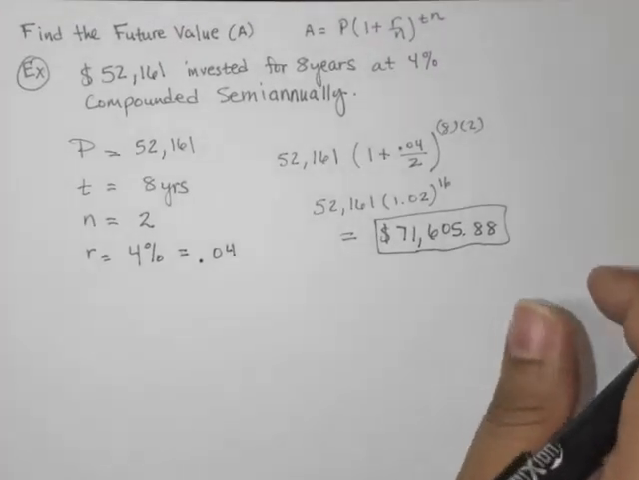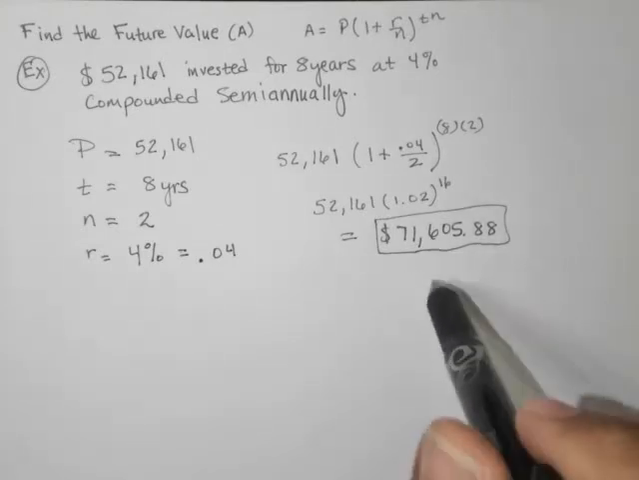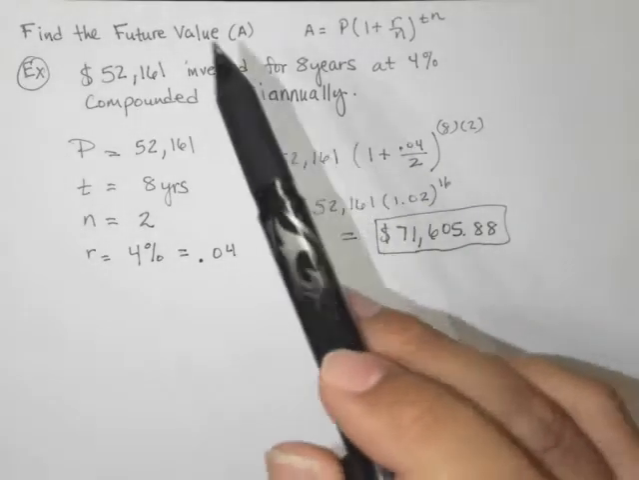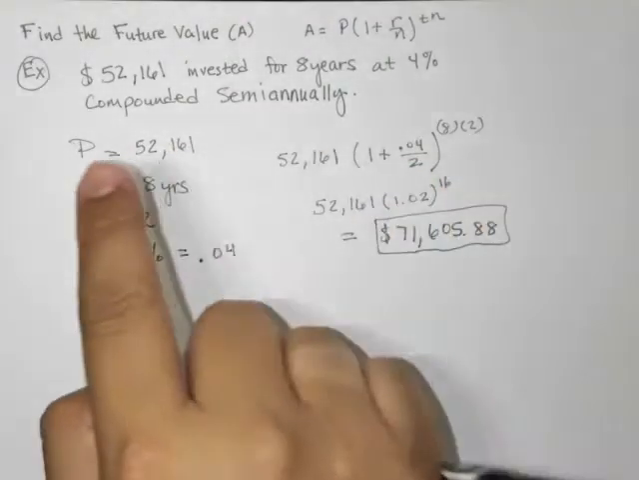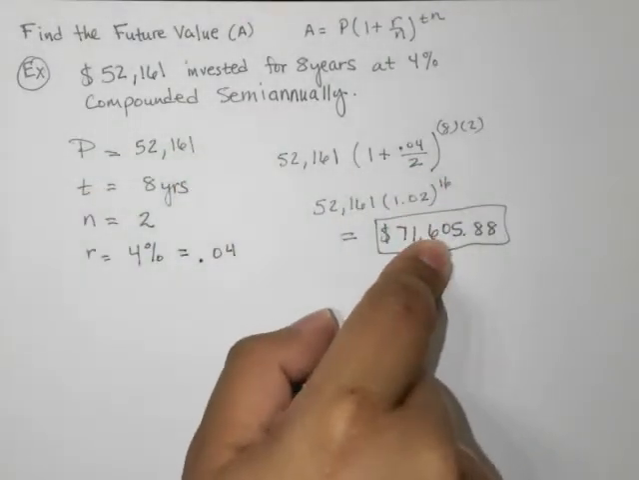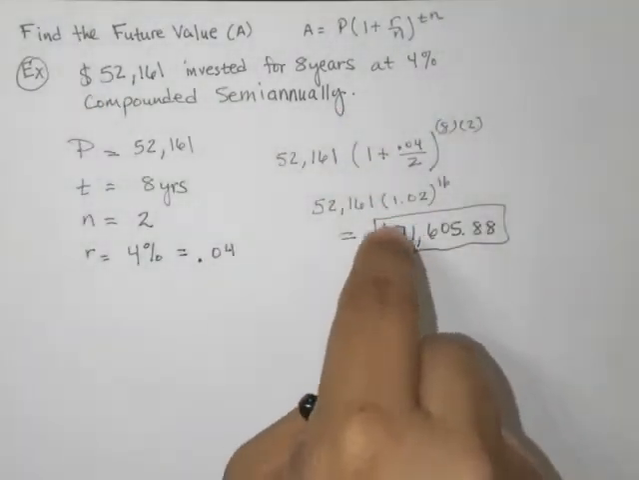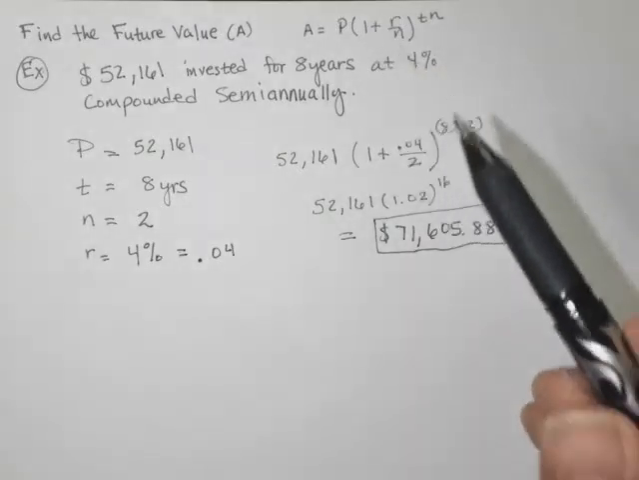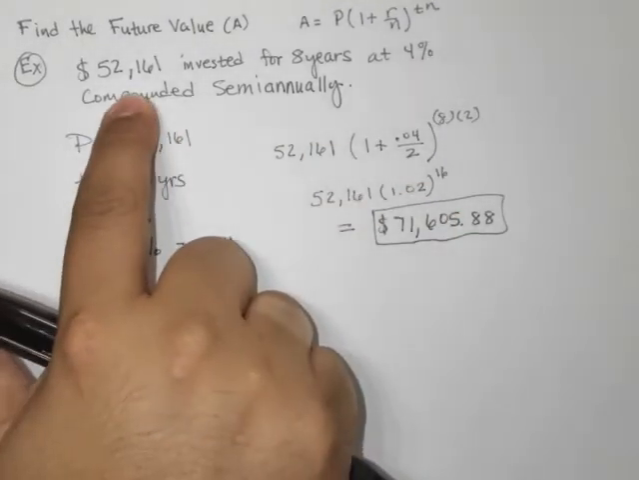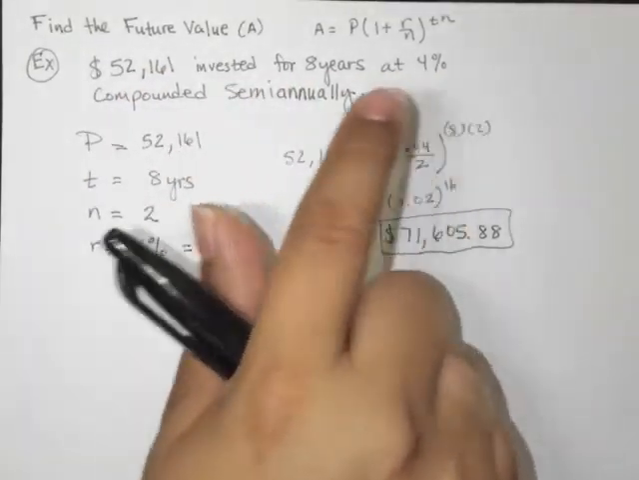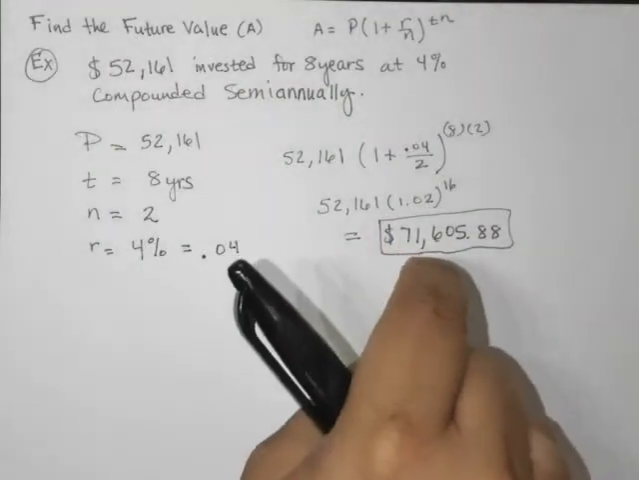So let's think about this for a second. This is not the amount of interest that you've earned. This is the future value of your account that you've invested in. To calculate the interest earned, you would take this 71,000 and this 52,000 and you would subtract. That's how you'd figure out how much interest was earned. But this right here is just the future value. We're investing this today for 8 years at 4% compounded twice a year. How much would be in our account? This is how much would be in our account.